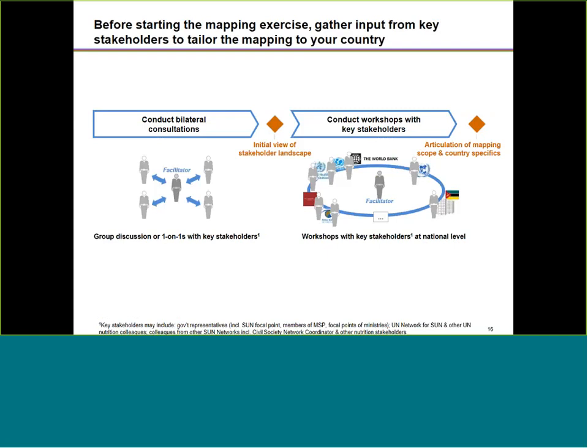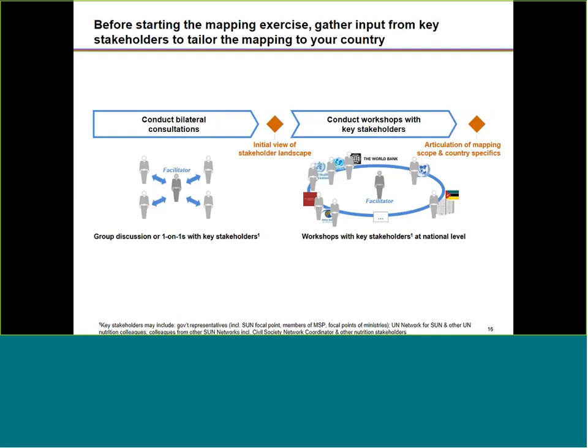Before starting the mapping exercise, it is essential to gather input from key stakeholders in your country to tailor the exercise to the country's context and priorities. It is recommended to start with bilateral consultations with key players through small group discussions or one-on-ones. This might include government representatives involved in nutrition, such as the Sun Focal Point, members of the Multisectoral Stakeholder Platform for Nutrition, if one exists, and focal points for key ministries such as health, agriculture, and WASH.